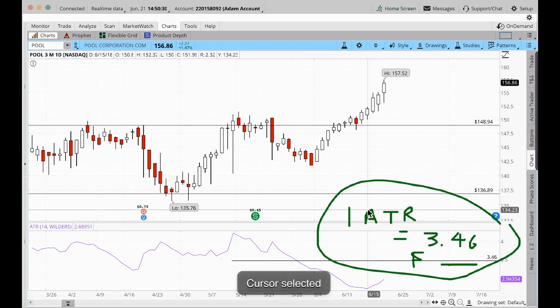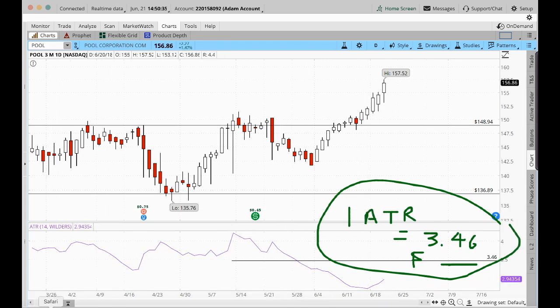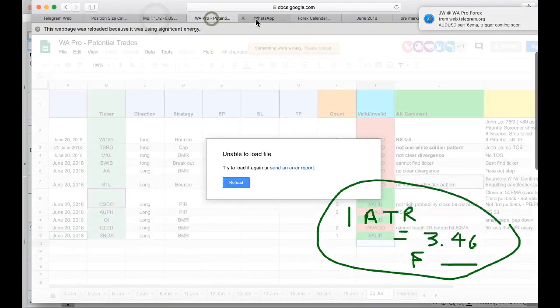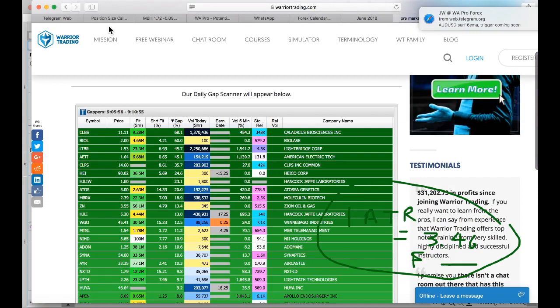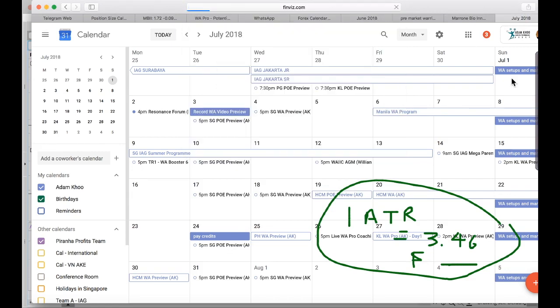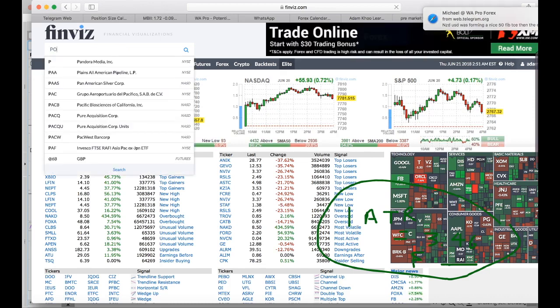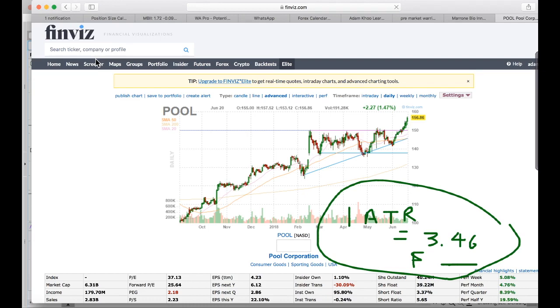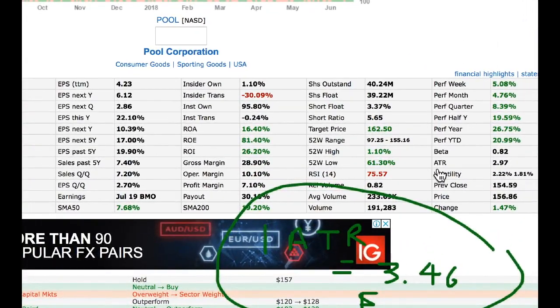Now, another way to calculate ATR, which is kind of like a shortcut if you're lazy and don't want to do this, is you can just go to Finviz. Let me see, there's Finviz over there. This website, Finviz. And if you click on any stock like POOL, you can see that they will also give you the ATR over here, 2.97.